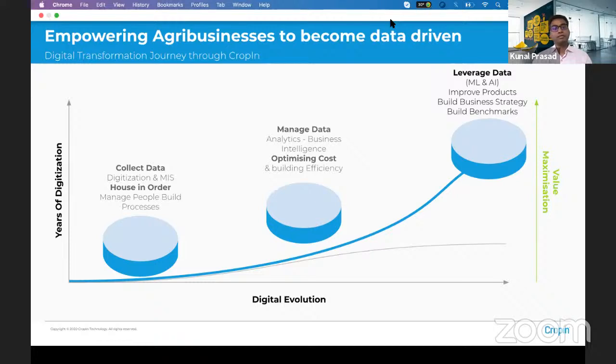It starts off first with putting the house in order, right? Many of the institutions would not have basic information about where their farms are, who their farmers are, what crops they are growing, what the acreage is, what challenges they're facing in terms of good agriculture practices, input challenges, pest and disease challenges, things like that. So the first thing that we do with them is give them a full stack farm management solution so that they put their house in order.